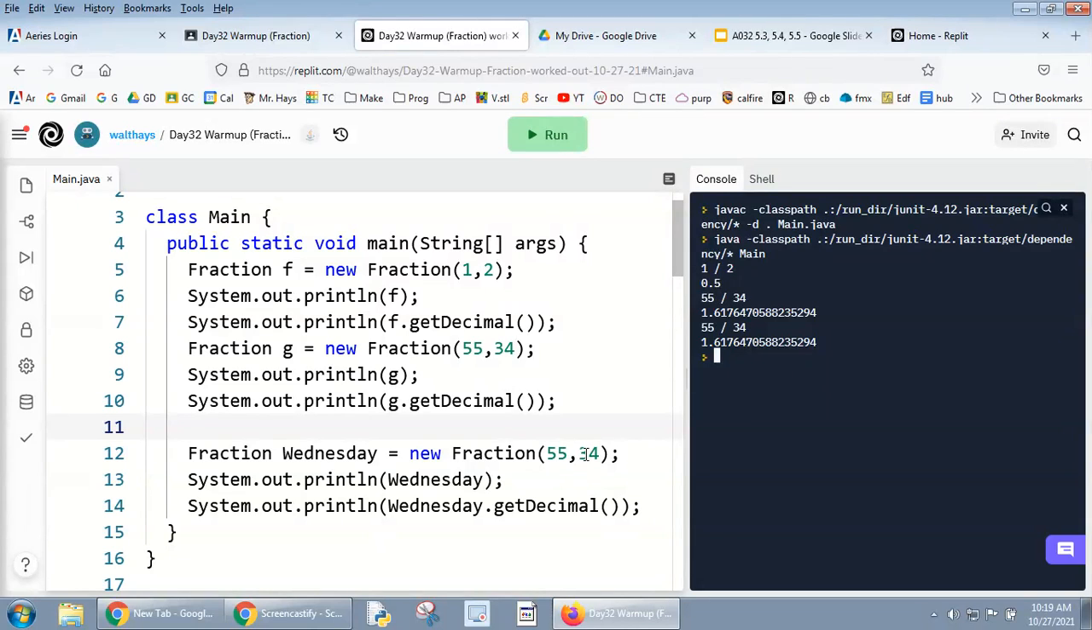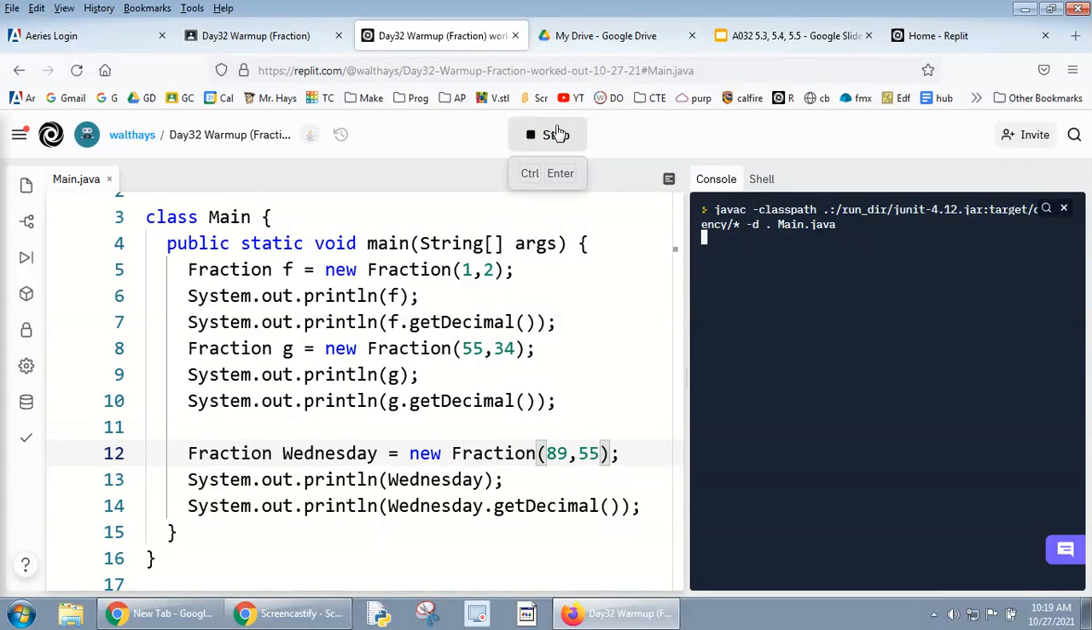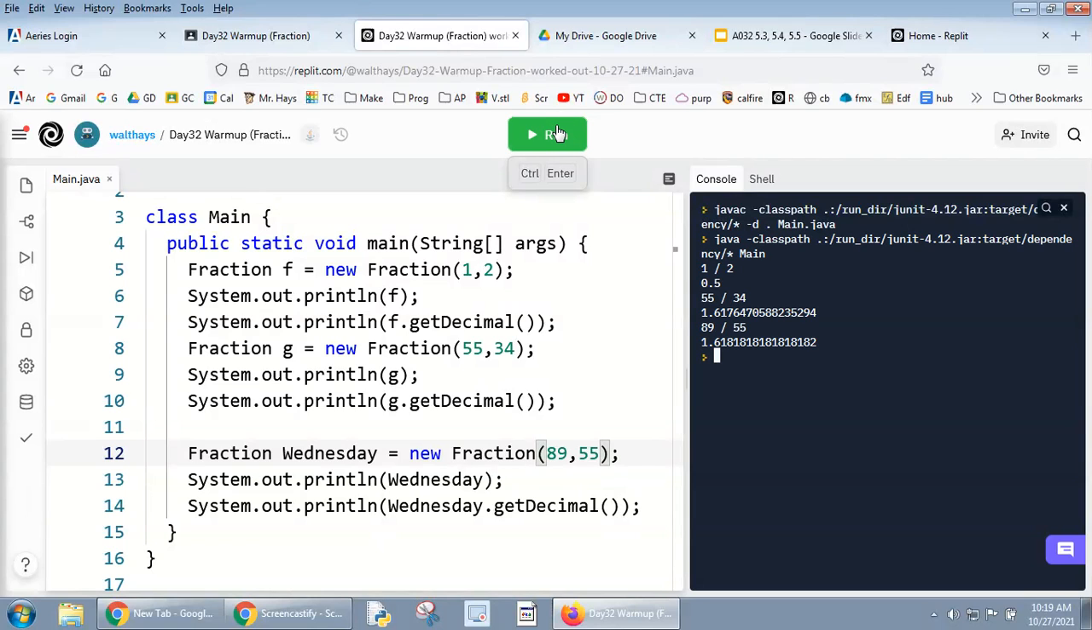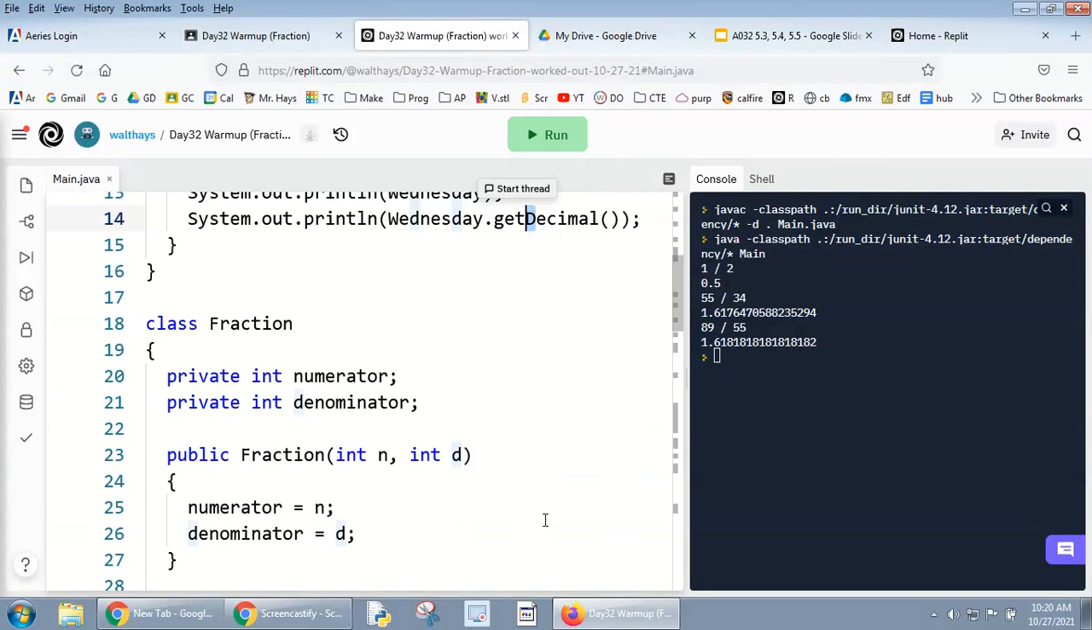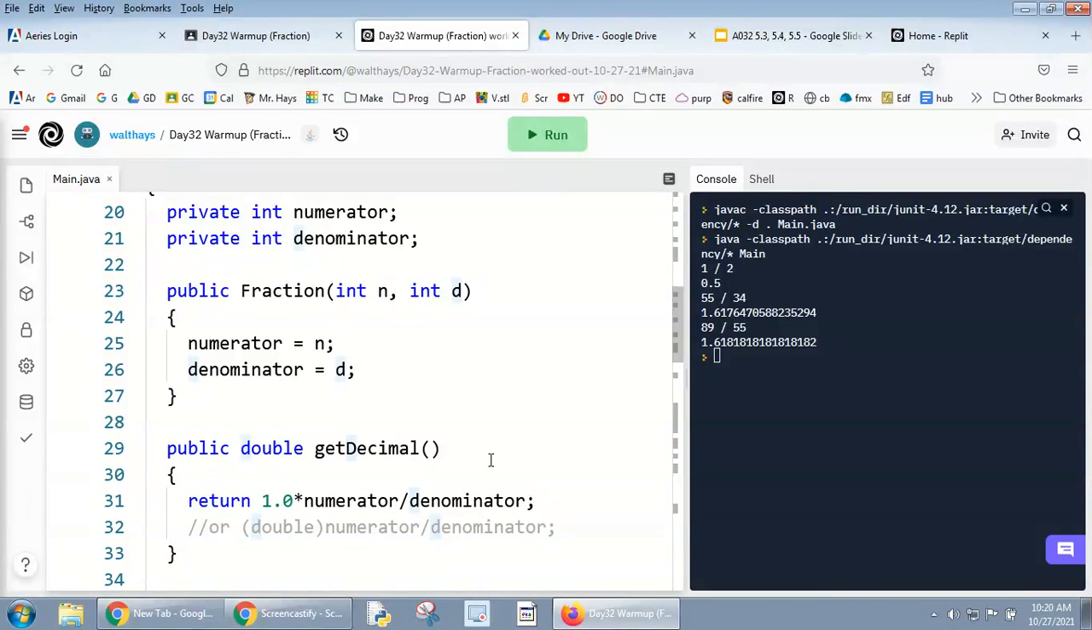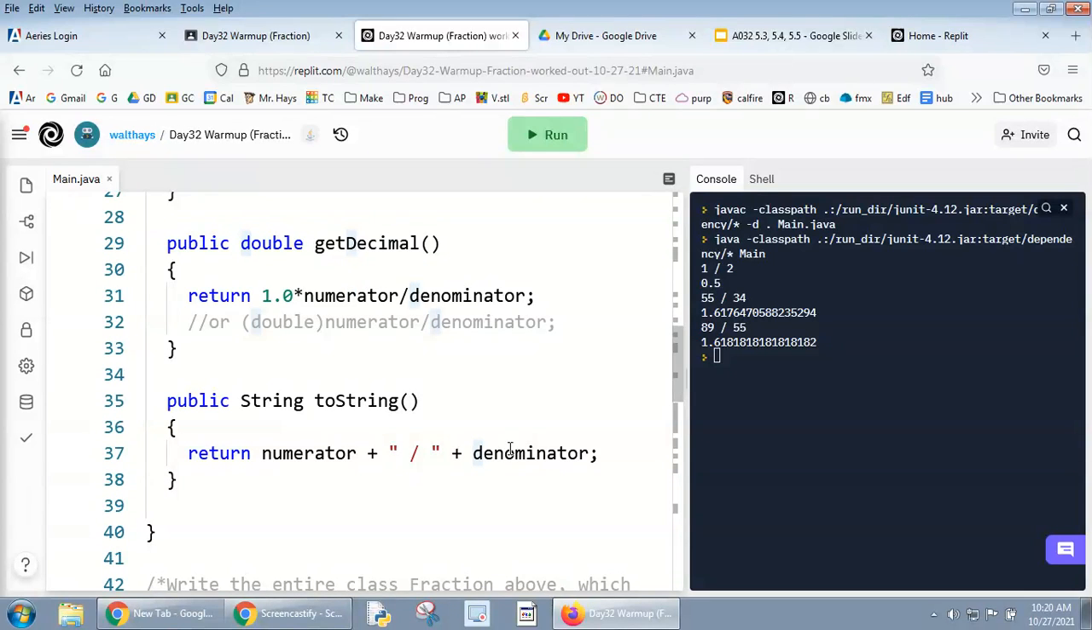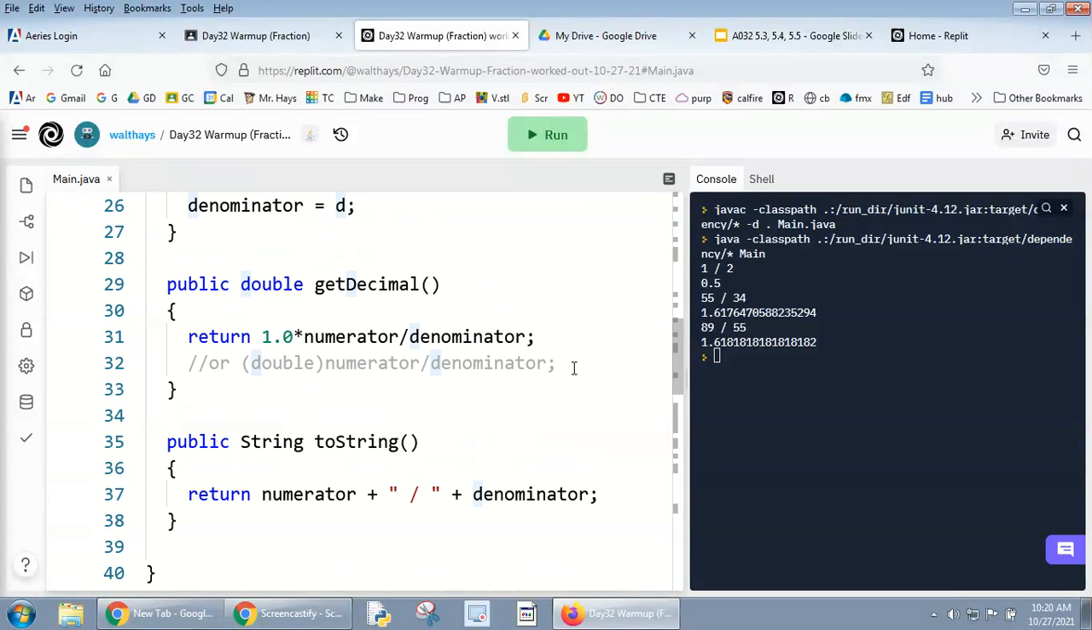Except I use the same numbers. So let's see, 89, 55 is what I wanted to do. Yes, Tosh. For some reason, my getDecimal is not working. Is it capital D down here? Yeah, it is. Oh, but I spelled it wrong. Okay. I'm going to stop the recording for this.